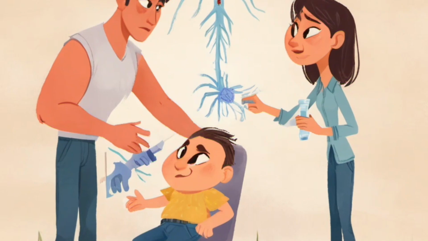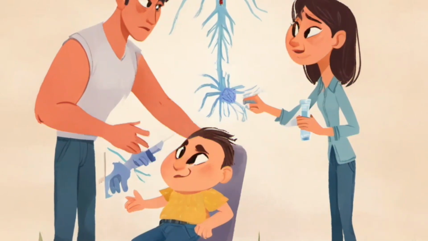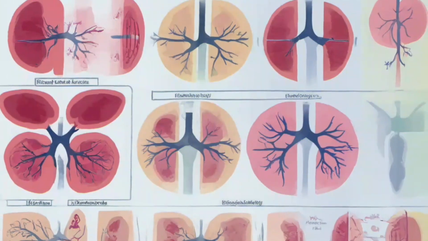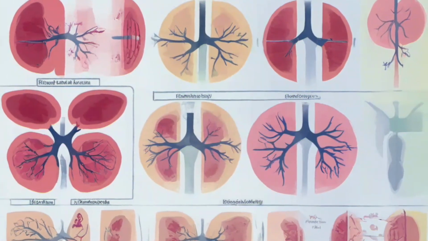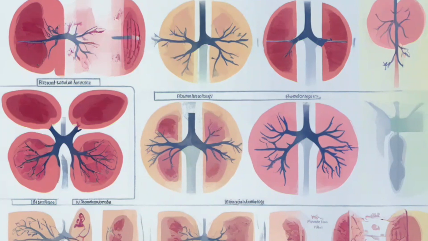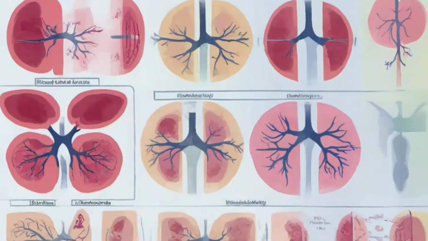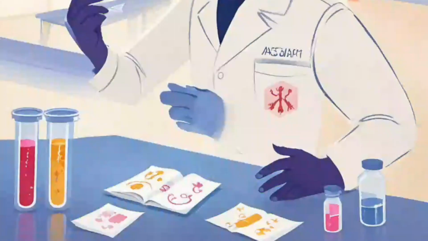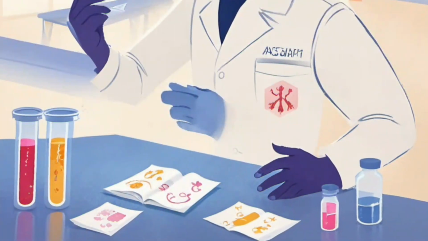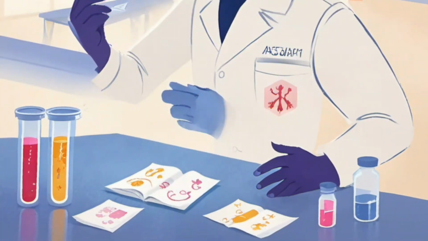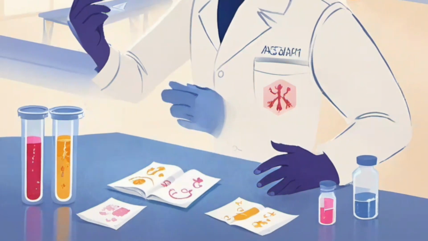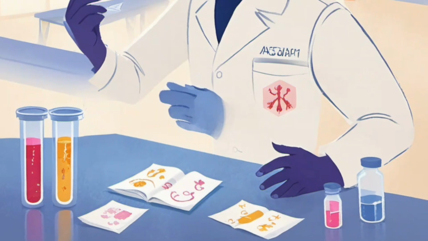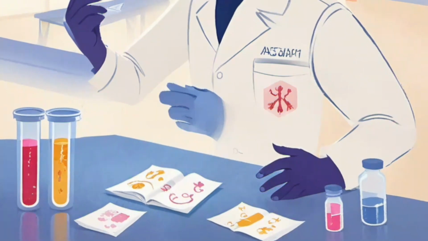Types of serological tests. Antibody detection: these tests detect antibodies in a patient's blood or other bodily fluids. Common tests include ELISA, enzyme-linked immunosorbent assay, and Western blot. Antigen detection: these tests identify antigens, such as viral proteins, in a patient's sample. They are commonly used for diagnosing infections like HIV and hepatitis.